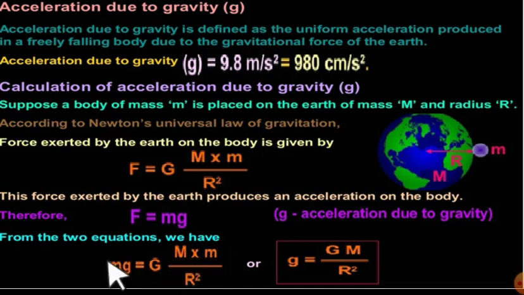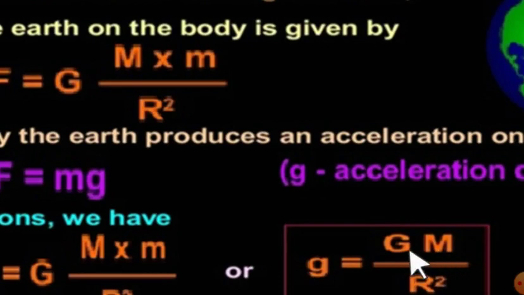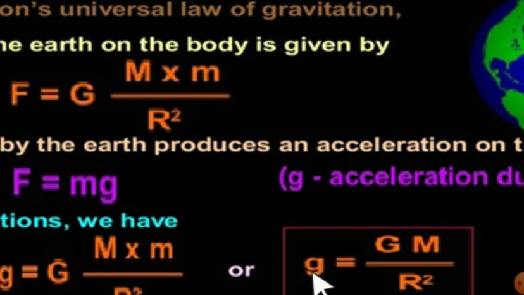So after cancelling m, your g can be expressed as what? Capital G M by r square, where G is the universal gravitational constant, M is the mass of the earth, and r is the radius of the earth. So g will be equal to GM by r square. Remember to use this as the formula for acceleration due to gravity.